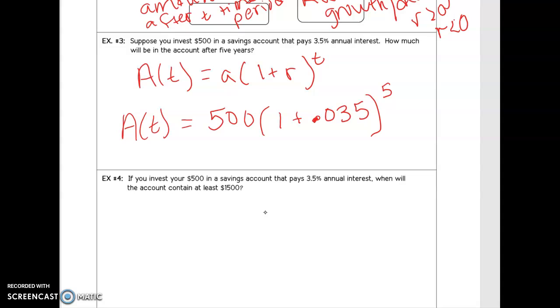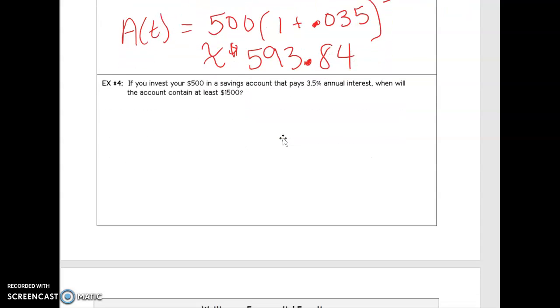And you can type this all in on your calculator if you want to get your answer. Make sure you put your parentheses in there. And you're looking at approximately $593.84. After 5 years, that's what you're going to have. So if you wanted to dig it a little bit further, that means you earned $93.84 in 5 years.